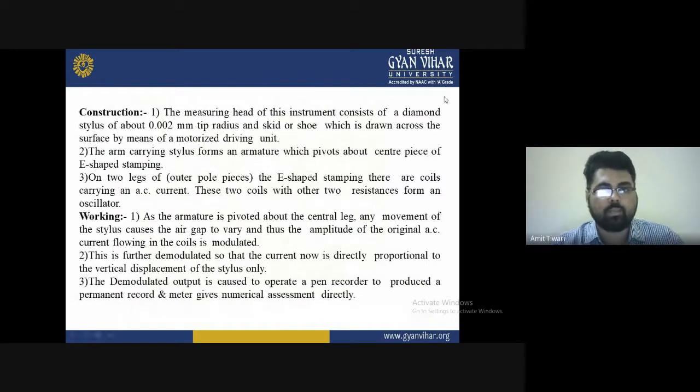For the construction, we use diamond for the stylus, with 0.02 mm thickness for the radius, and a skid for the shoe. An armature carries the stylus, with the centerpiece of the E-shaped and outer pole we generally use for that. It is a part of this program.